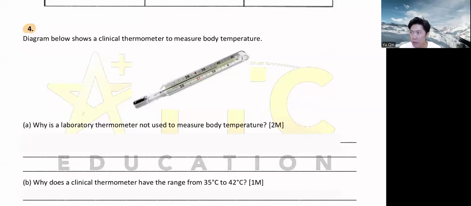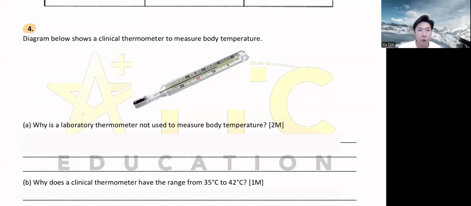Okay. You good? Kaijun, you so far so good? You alright? Okay, correct. So question number 4.